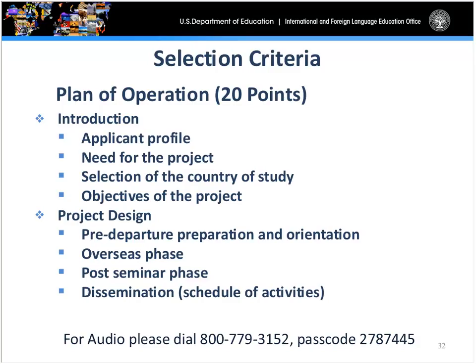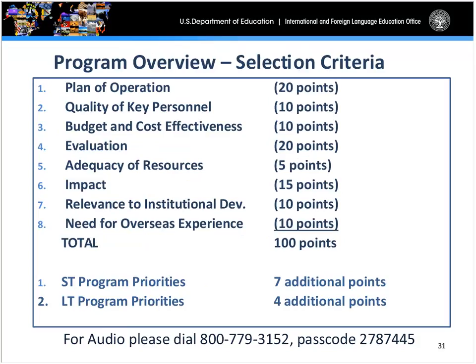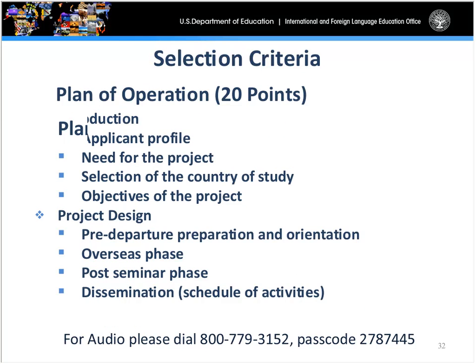And I just want to point out both the plan of operation as well as the evaluation plan are our two most heavily weighted criteria. So it's extremely important that you nail those sections down as much as you can, because, as you know, with those who have been successful and those who have not been successful in the past, if there's anything lacking in those areas, they tend to be where the evaluators, subject matter experts, see gaps in your proposal, either in the plan or in your evaluation. Okay, 20 points.